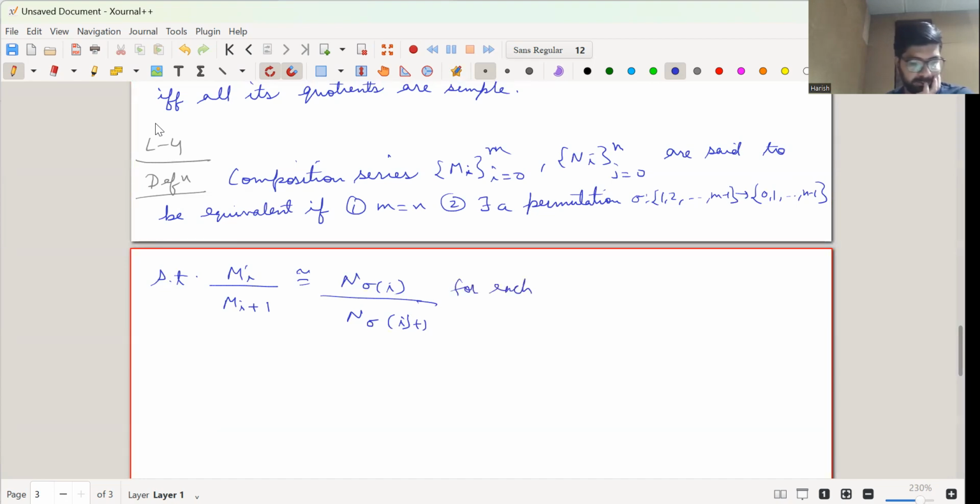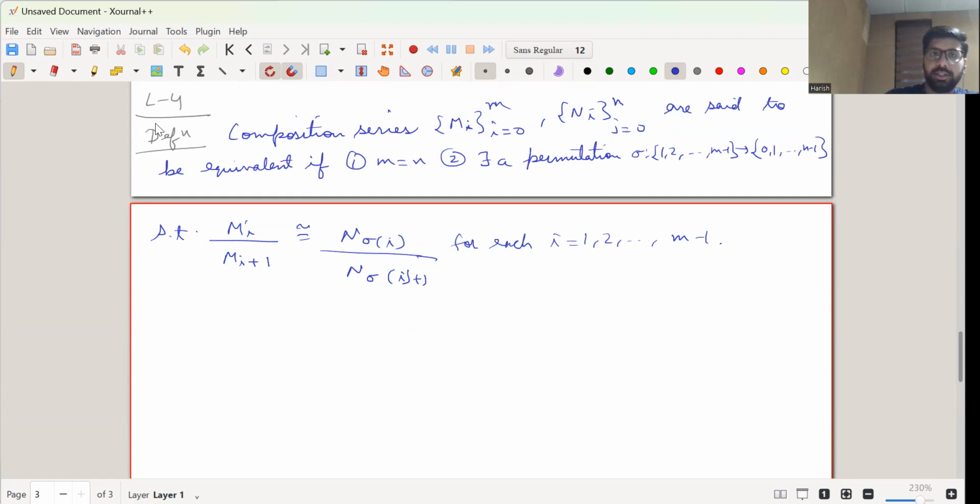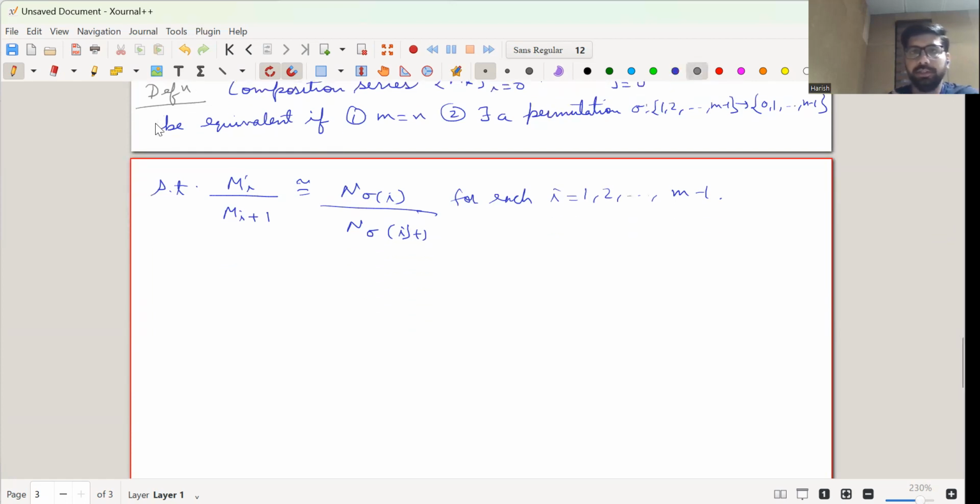For each i equal to 1 to n minus 1. Now, here comes the important theorem due to Schreier's theorem.